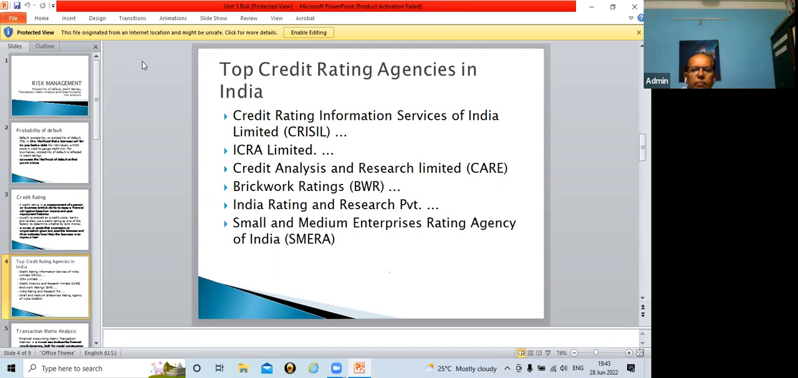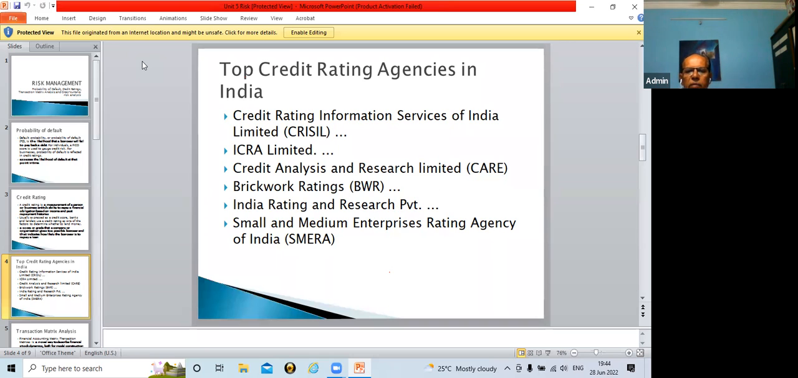Then there is also the rating triple C. If a triple C rating is there, then it is an average company. So if a triple C rating comes, and you are an investor who wants to make an investment in the company, you have to refer to the rating of this particular company. If there is a triple C, then you have to decide whether to invest in this company or not. So it is your decision.